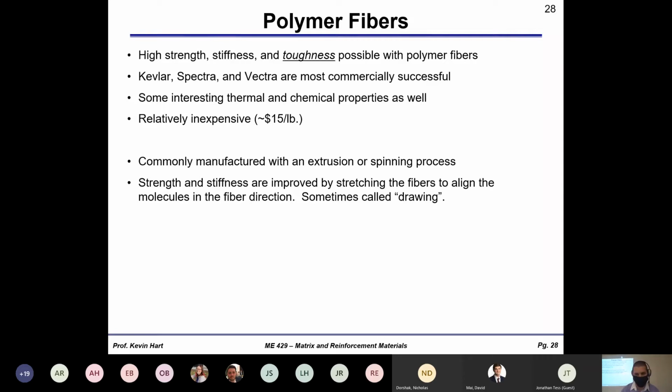So if you for some reason need increased toughness, then polymer fibers are for you. Some polymer fibers you may have heard of in the past. Kevlar is probably the most common. Spectra and Vectran are also very commonly successful commercially, and they also offer some interesting thermal and chemical properties as well. Compared to carbon, they're relatively cheap, but compared to glass, they're still a little bit on the expensive side. Polymer fiber is usually manufactured with an extrusion process. You get your polymer melt in some extruder, force that polymer melt through a nozzle, and pull on it and draw it through to create your filament. That's usually how it's done.